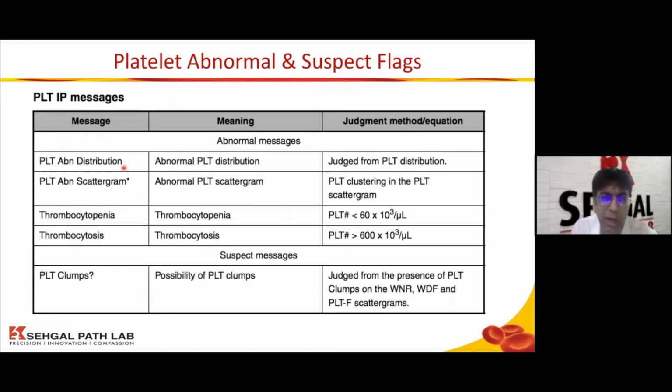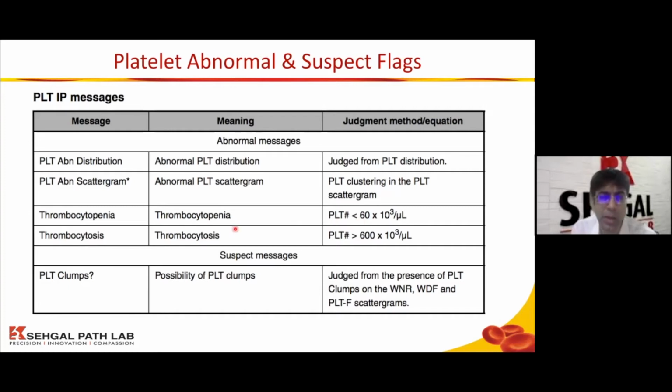In platelets also we have abnormal flags and suspect flags. In abnormal, there will typically be thrombocytopenia and thrombocytosis. As said, in an oncology setup, the lab may define it as less than 50, less than 1 lakh, or less than 60. In a routine run-of-the-mill CBC lab, you might want to keep it at anything less than 150, or you may want to keep the criteria as anything less than 160, depending upon how you practice in your lab.